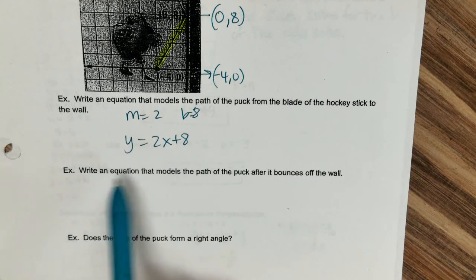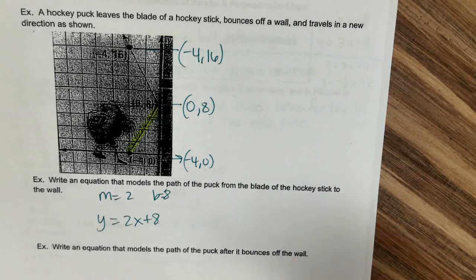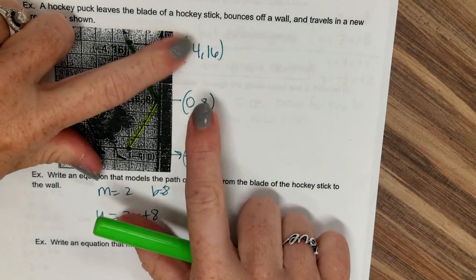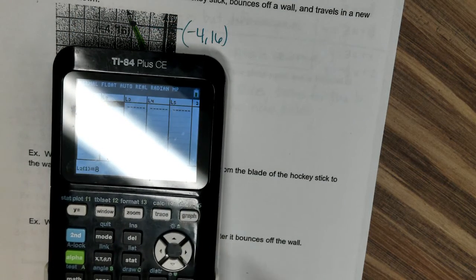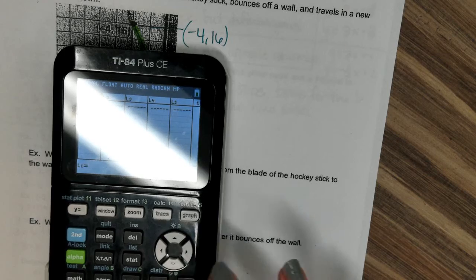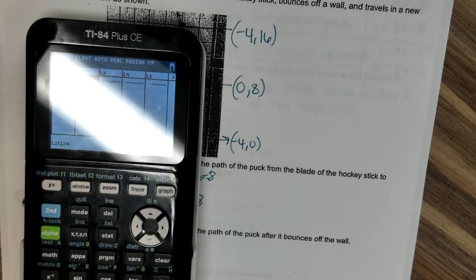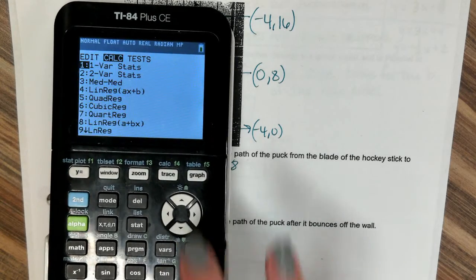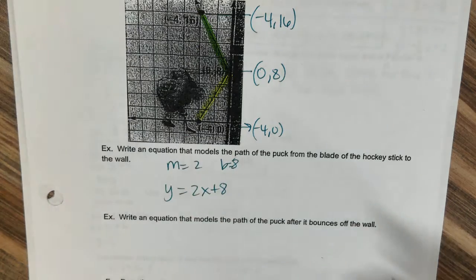The second one says write an equation of the path of the puck after it bounces off the wall. So here's it bouncing off the wall. So can I just use these two coordinates? Okay, so stat again. -4, 0, 16, and 8. Stat calc. There's my equation. Y equals -2x plus 8.